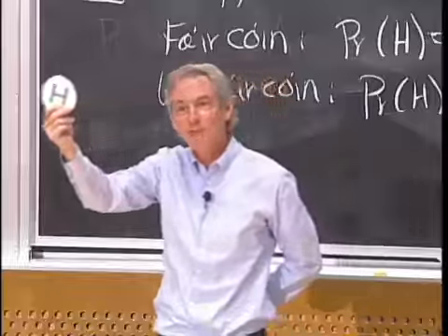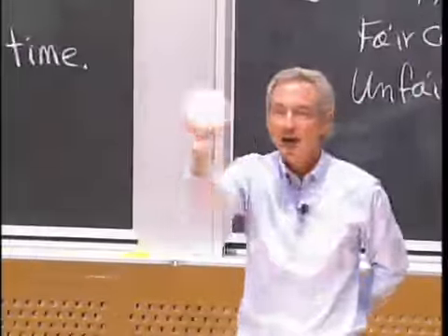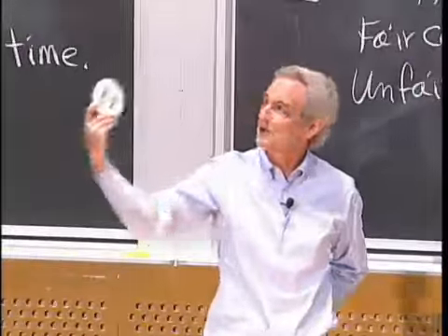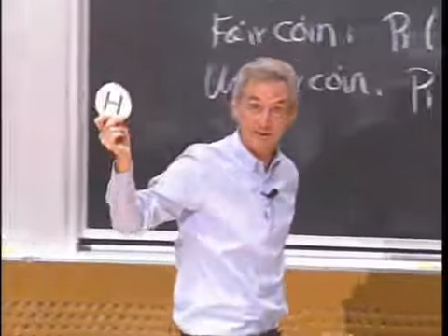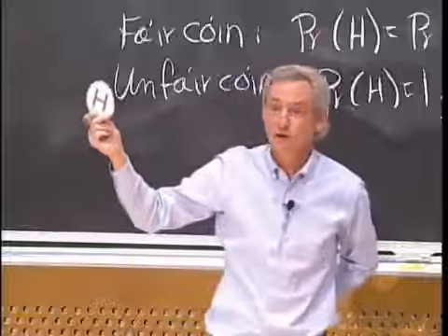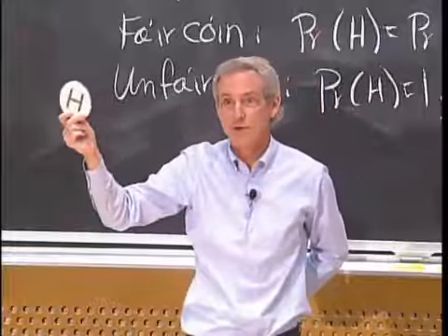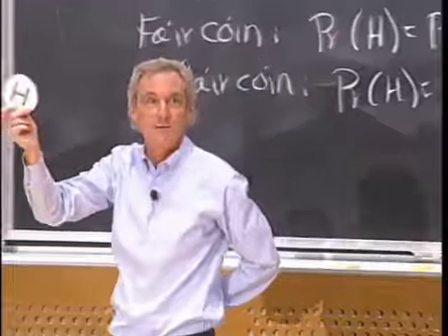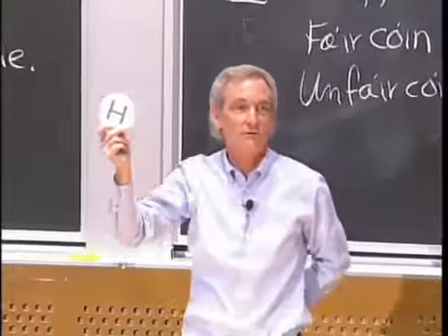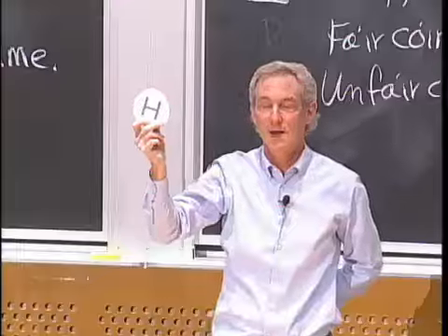But then I flipped it behind my back and I showed you the result. And you see heads. Of course, if I'd shown you tails, you'd have known for sure it was the fair coin, because that's the only one with the tails. But you don't know for sure now. You see a heads. What's the probability this is the fair coin, given that you saw a heads after the flip?